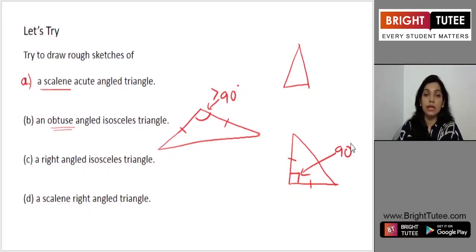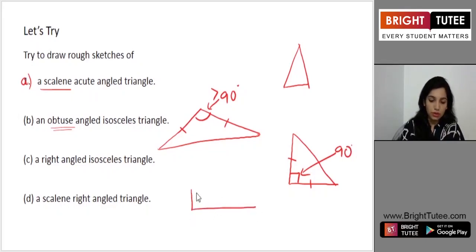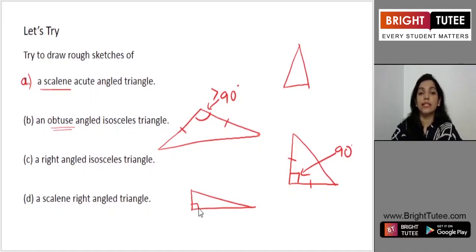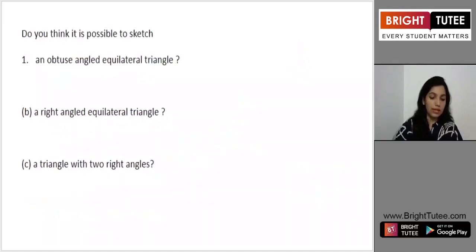Now the D part, a scalene right angle triangle. So here this can be a scalene right angle triangle. Clearly all the sides are of different measure, and here this particular angle is 90 in measure. I hope you have understood this. Moving on to the next one.